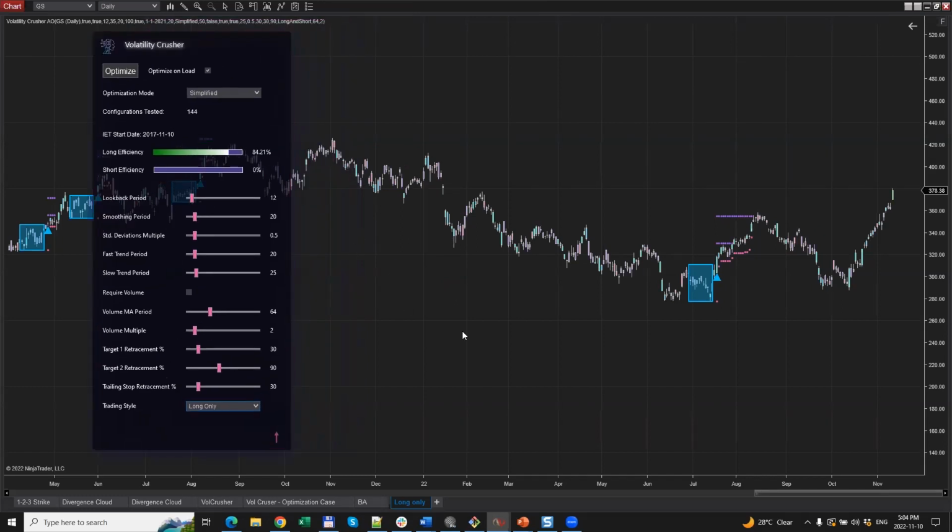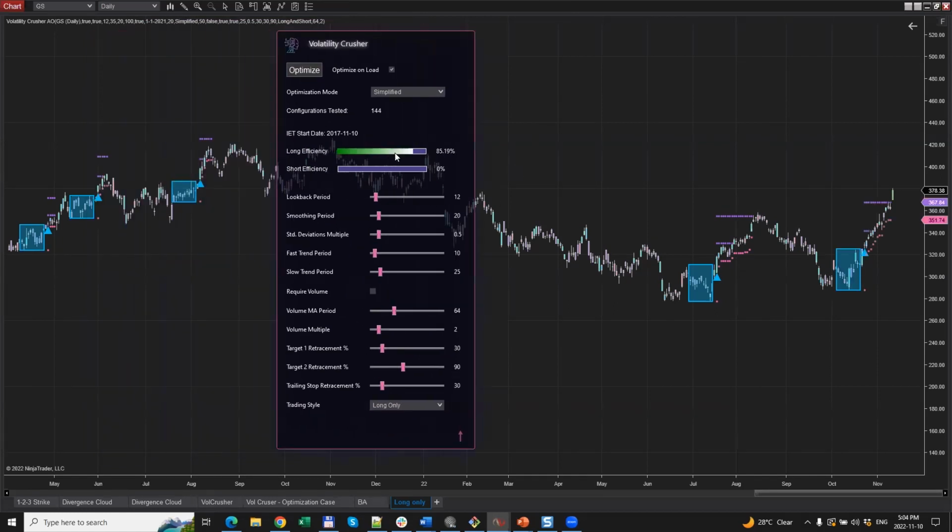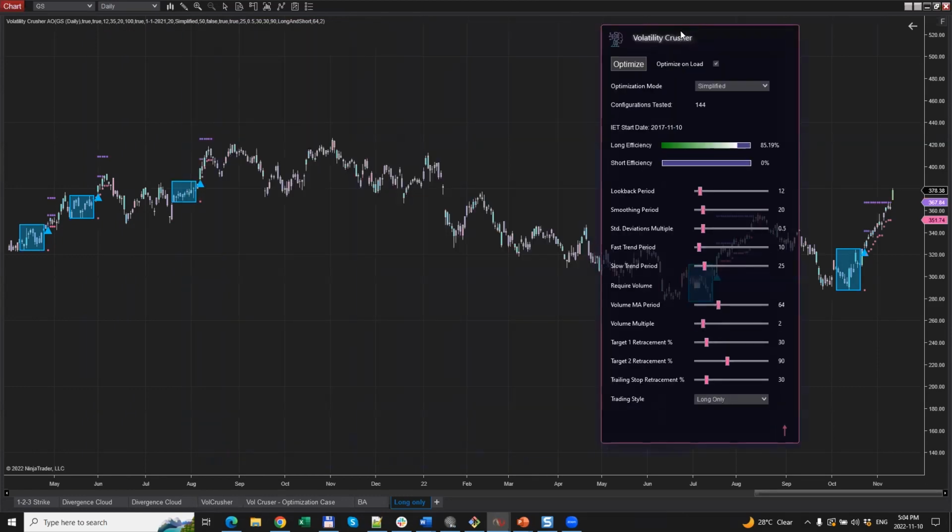You will see not only just the long only signals, but the optimization will only optimize for the long direction, which is very useful. So I click optimize here, and the result will be an optimization performed for the long direction. And we can see here that our efficiency has increased from 84%, which was already pretty good, to 85% now for volatility crusher. And this is basically how you can adapt the indicator to your trading style. Whether you only want to trade long, or perhaps you only want to trade short for some reason, you can choose it and optimize based on your trading style.